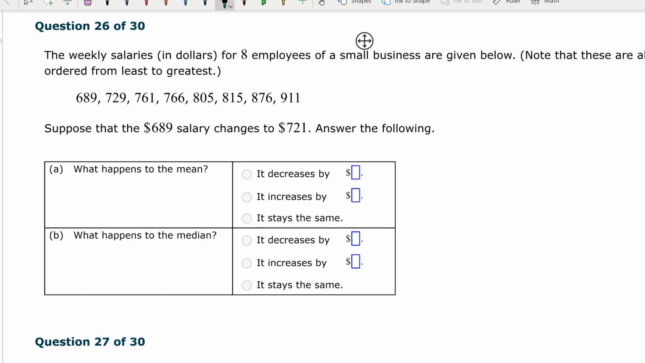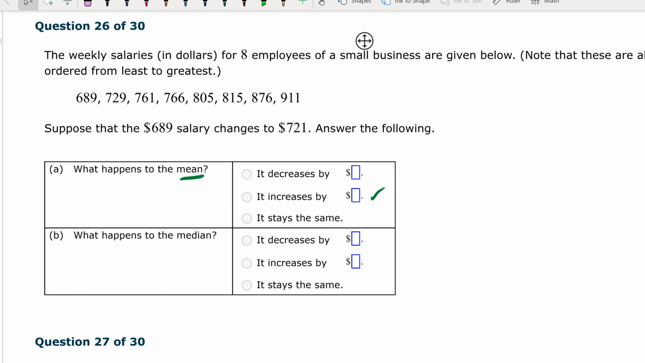Suppose that the 689 salary changed to 721. Answer the following question. Okay, what happened to the mean? Alright, so what you can do is find the mean of the set, then replace 689 by 721, and then find the mean again and see what happened to the mean. Mean is the average, right? So my prediction is it's going to be increased, because you change 689 to 721. That's going to move the data up a couple hundred. Okay, so the mean will change. The mean will be increased.